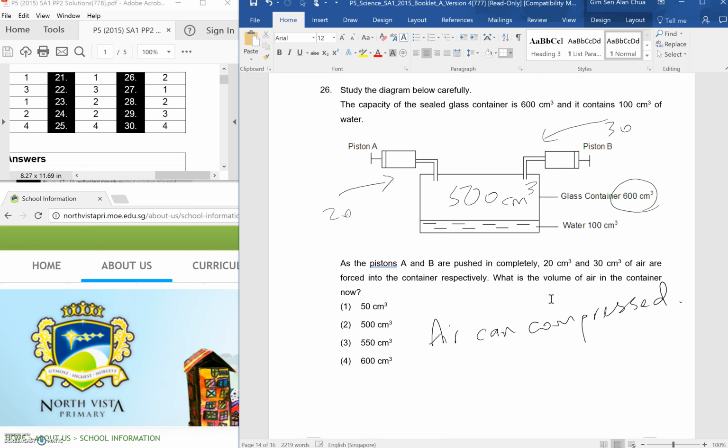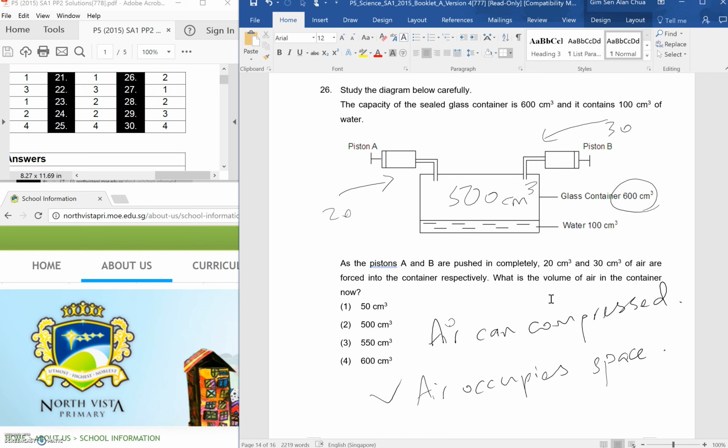Now, many of you in your answer like to use "air occupies space." But this is certainly not an experiment to test that. Yeah, air occupies space, that's correct. But in this case, we are talking about having a few pistons pushing air into the container.